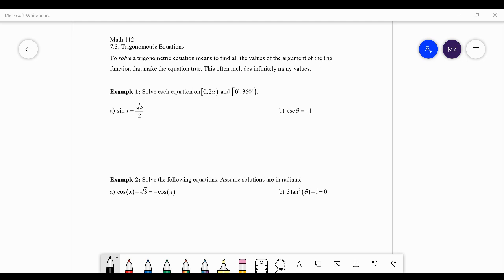Hey guys, welcome to our lesson on Math 112, section 7.3, solving trigonometric equations. So there's a few different ways to think of solving a trigonometric equation.